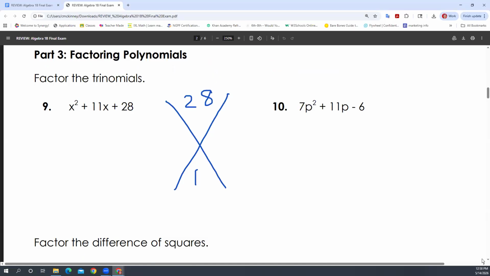So we know the numbers that multiply to be 28 and add to be 11. So I look at my sheet, 1 and 28, nope. 2 and 14, nope. How about 4 and 7? So 2 sets of parentheses. We know each one gets an X. We know that their signs are the same because the 28 is positive and they add up to a positive, so they are both plus. Doesn't matter which one you put the 7 and which one the 4. The order of those parentheses is not important.